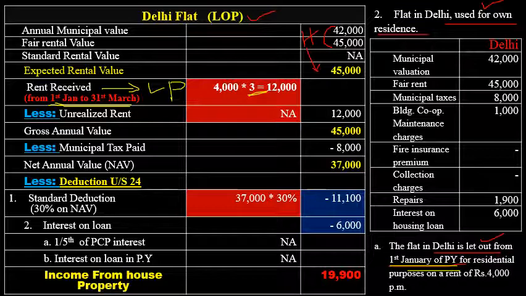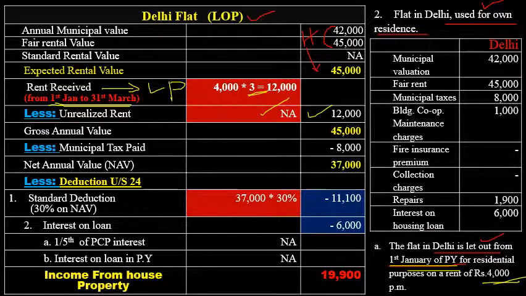Other information or other details are to be calculated for throughout the year. Only rent received or receivable is for the let out term. So here the monthly rent of the Delhi flat is 4,000. So 4,000 into 3 is 12,000, which is the rent received. No unrealized rent. So total rent received for the let out term is 12,000.